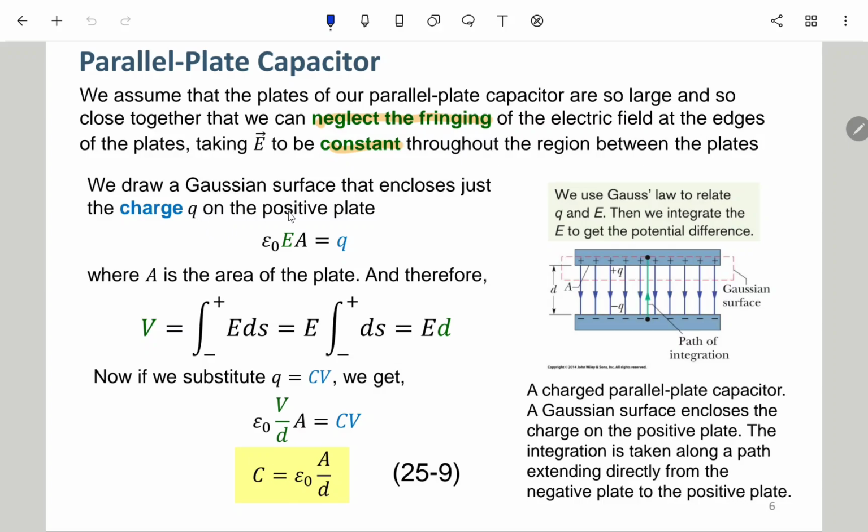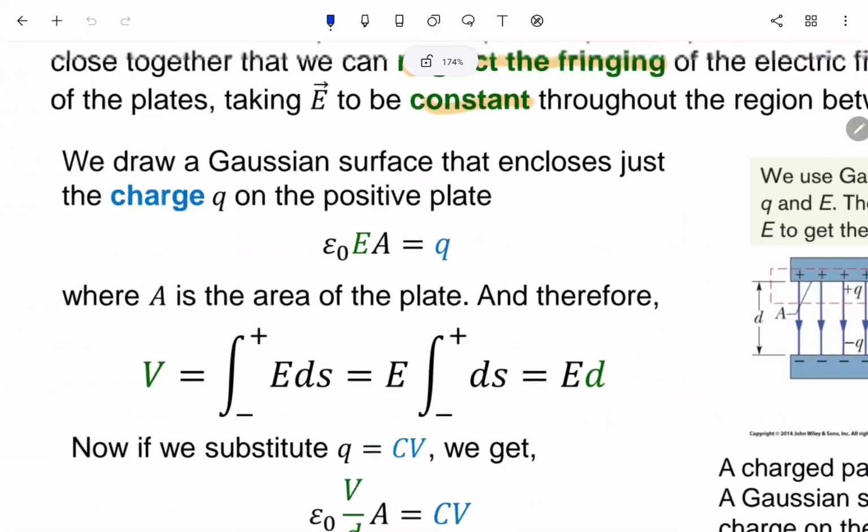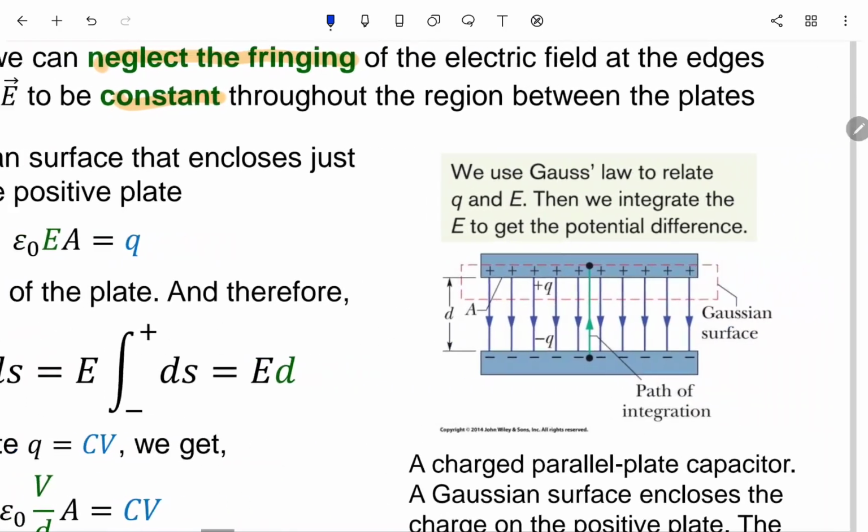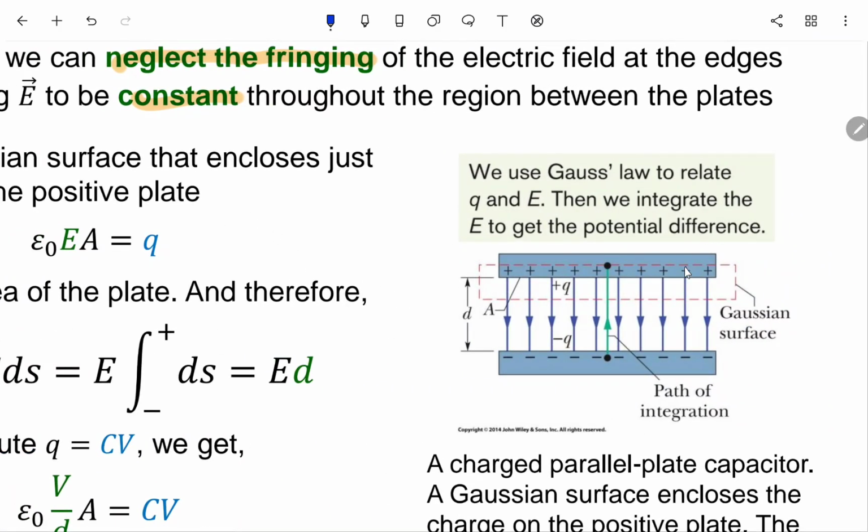So this is what I mentioned. In that case, it is still epsilon naught times the integration of E dot dA. As I have mentioned, all the other 5 faces won't contribute to the Gauss law. Only this part will contribute to the Gauss law. And for this surface, dA is pointing downward.